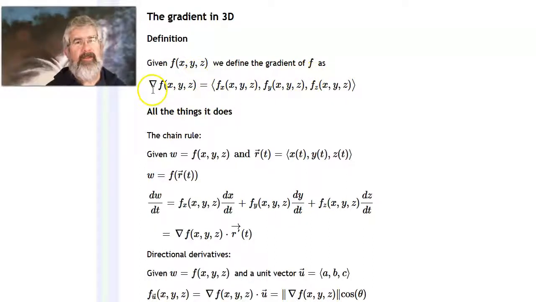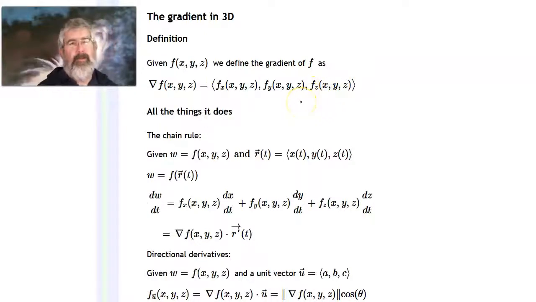and we define the gradient of that function as a vector, and that vector has three components. It has the partial of f with respect to x in the first component, the partial of f with respect to y in the second component, and the partial of f with respect to z in the third component.